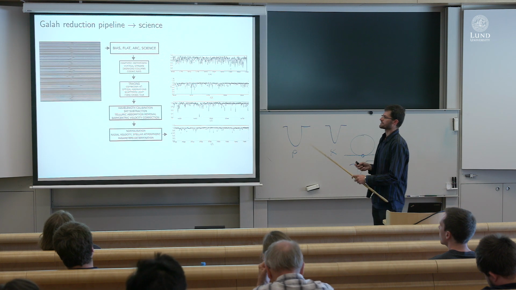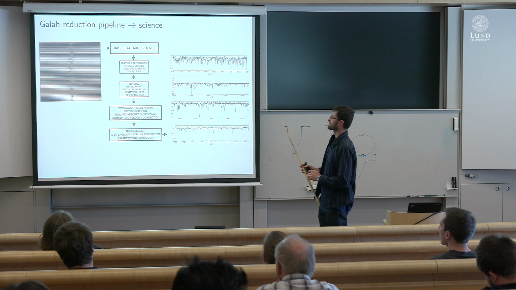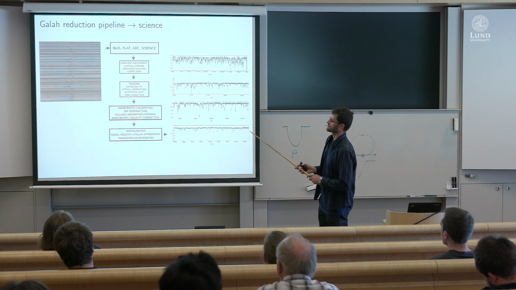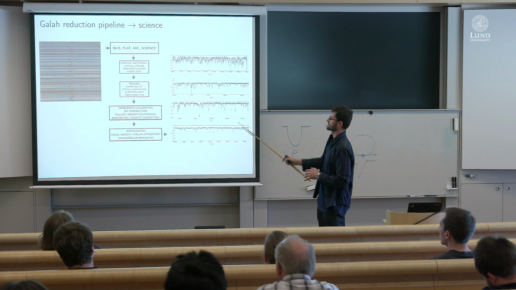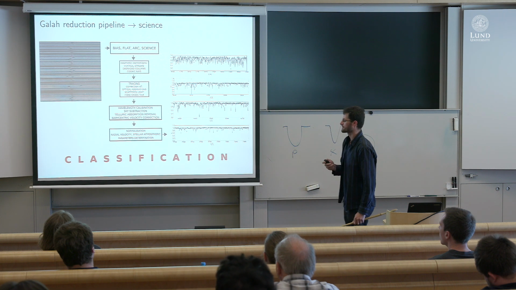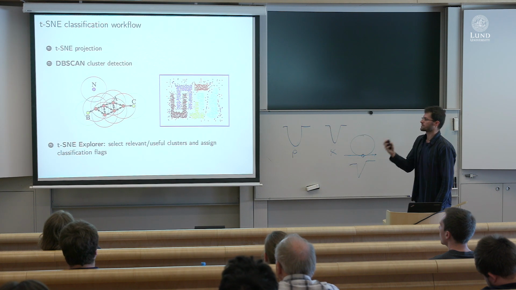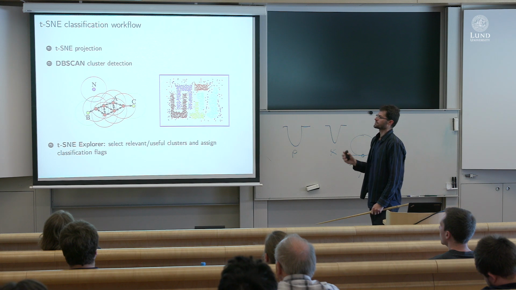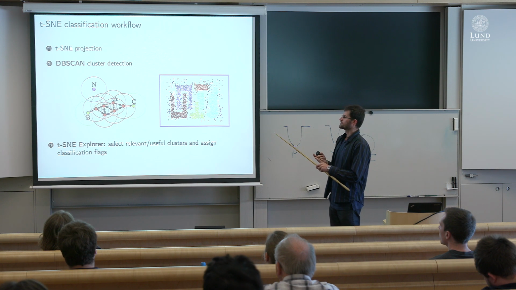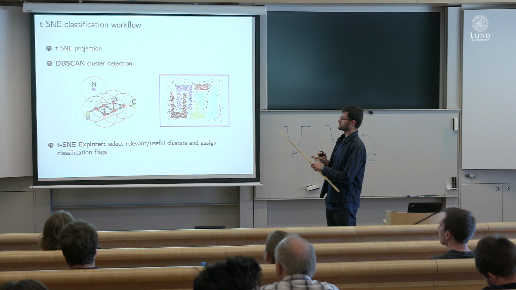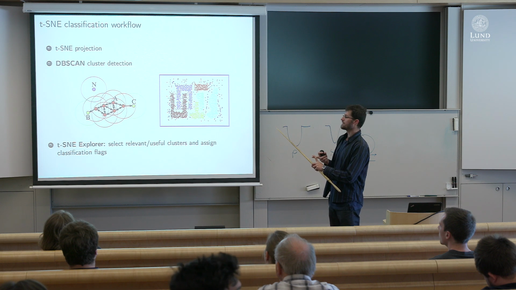Basically, there's a reduction pipeline in GALAH that we have, and in the end, from the images that we take, we produce normalized spectra. But it's been lacking classification, so we have to do something about that. And for that, we need the t-SNE projection now. We need the cluster detection in the projection map, so in this space B.